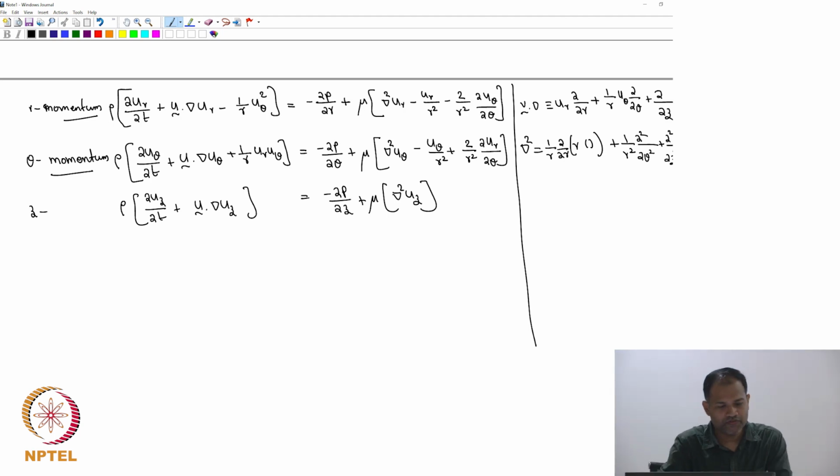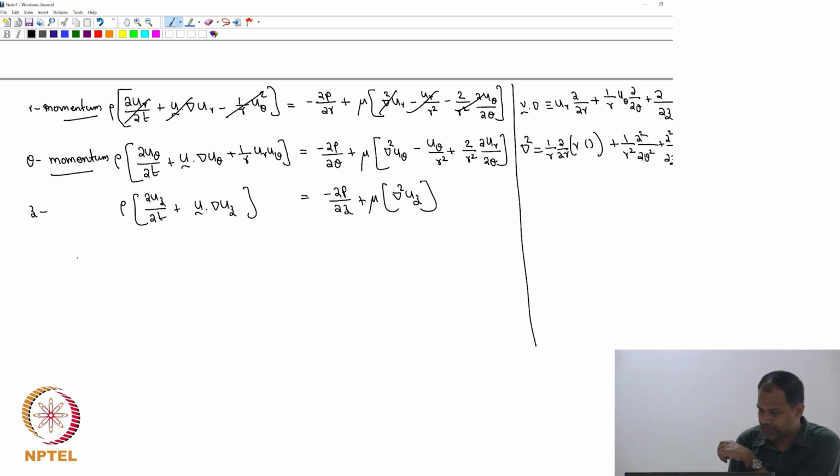So what is left out in the first equation? Can you tell? So that goes, that goes, that goes. This, all of them go, only that remains, and therefore it tells you that P is not a function of r. Yes, we are still going to look at a horizontal pipe. P is not a function of r.